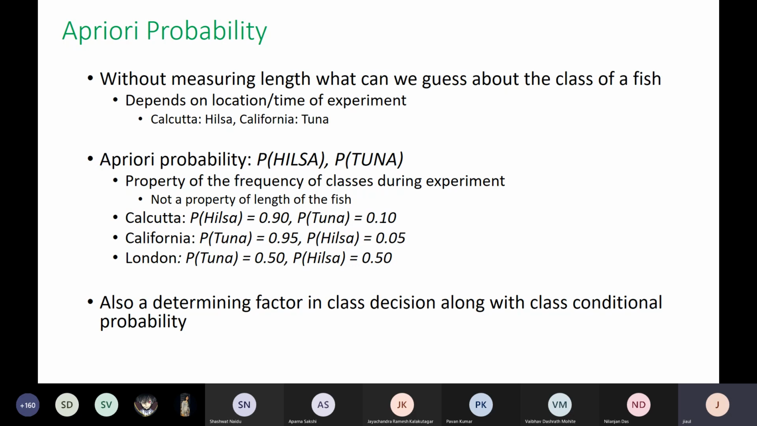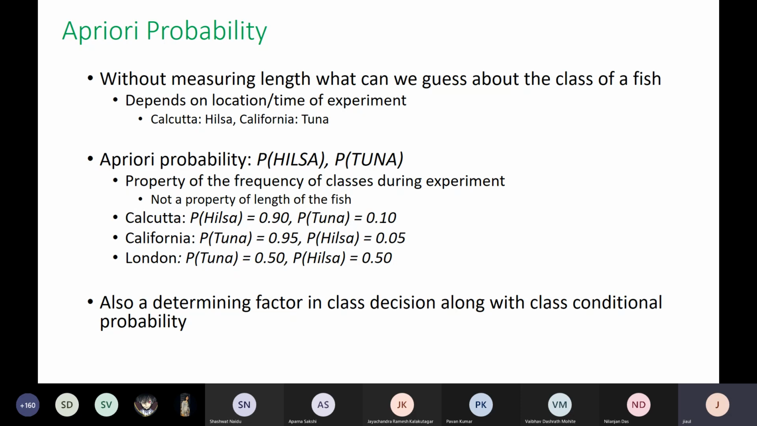So whether we can use this kind of additional knowledge in our model. This is called a priori probability, some a priori knowledge, without even measuring the length. Once you get a fish from Calcutta, without measuring anything, if I ask you whether this is going to be Tuna or Hilsha, you will probably say Hilsha, because you have not seen too many Tuna in Calcutta. Similarly, the same thing for Hilsha in California. So this is called a priori probability.